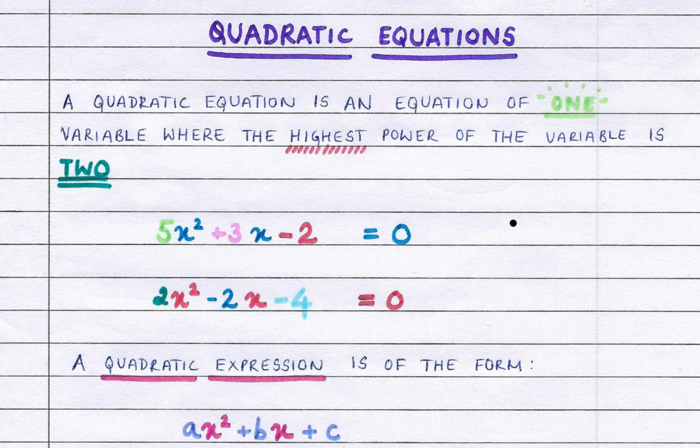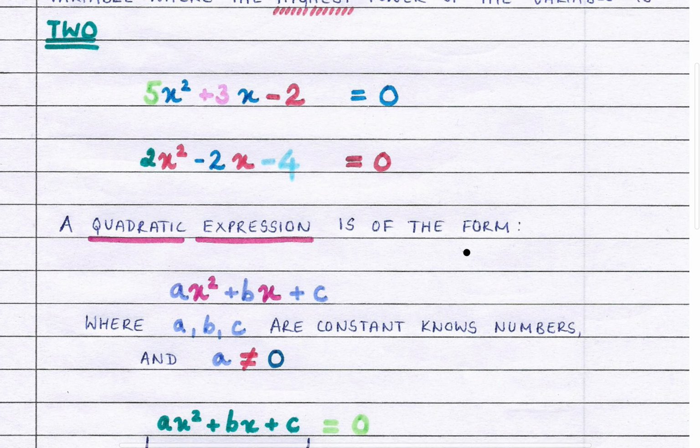Hope you're doing well. In this video, we will be going through the basics of quadratic equations. So firstly, what is a quadratic equation? A quadratic equation is any equation of one variable, where the highest power of the variable is 2. To help better understand this, let's go through these two examples.